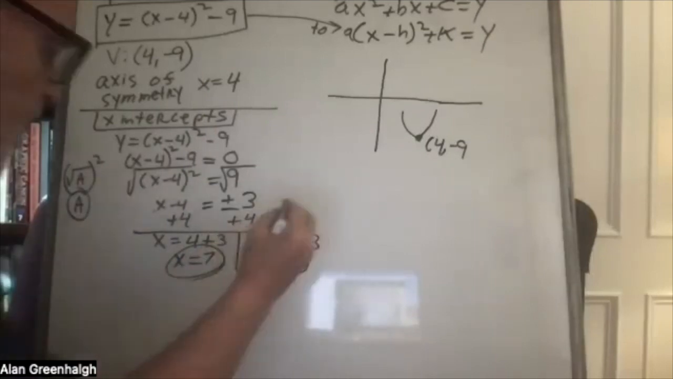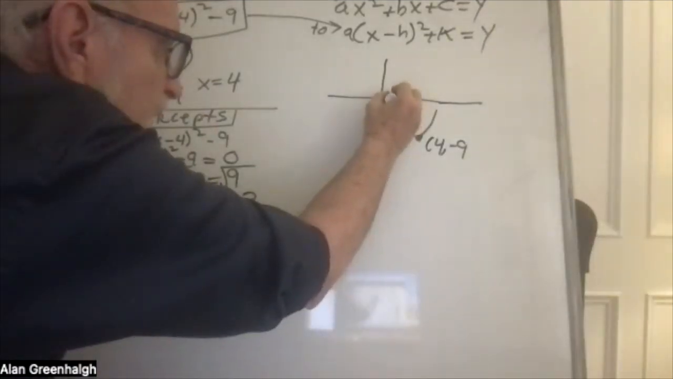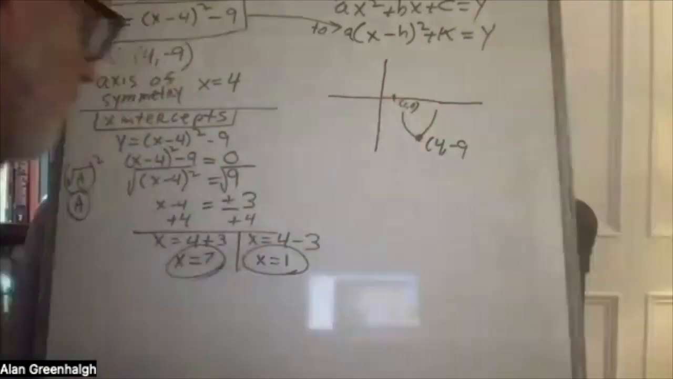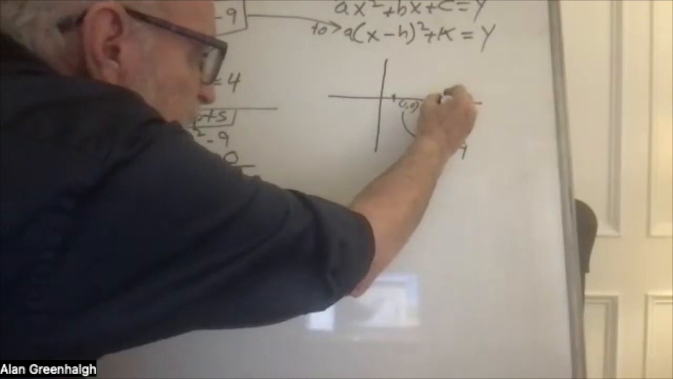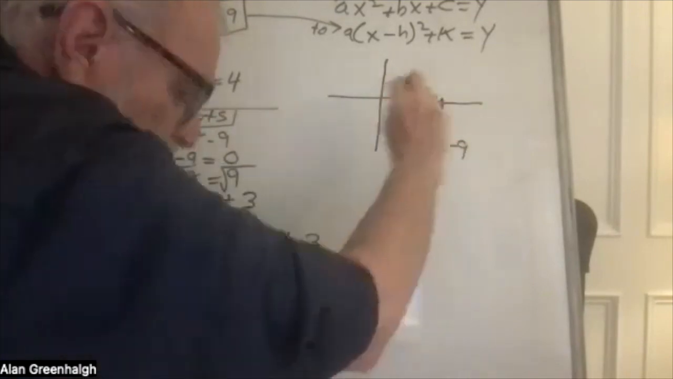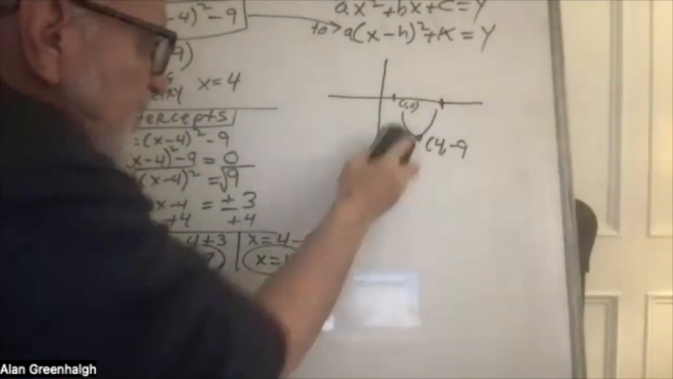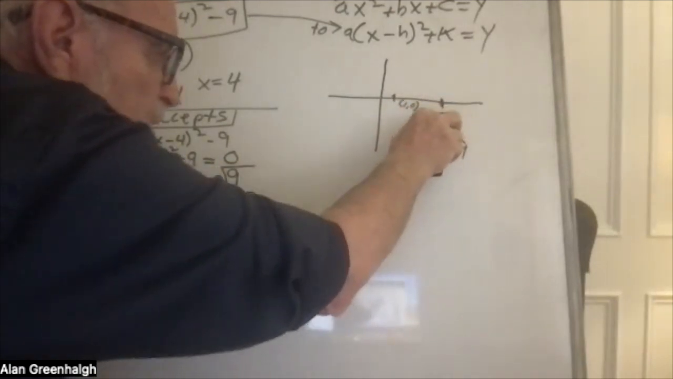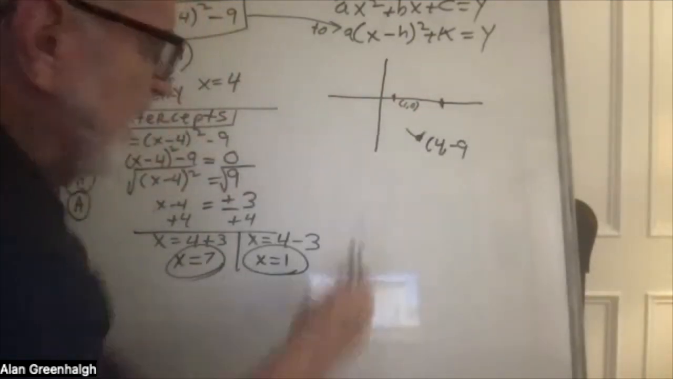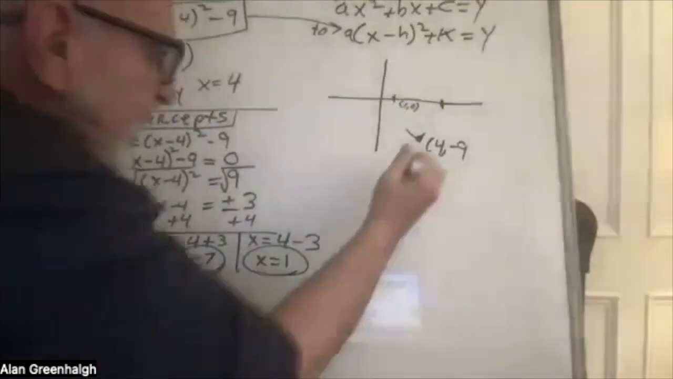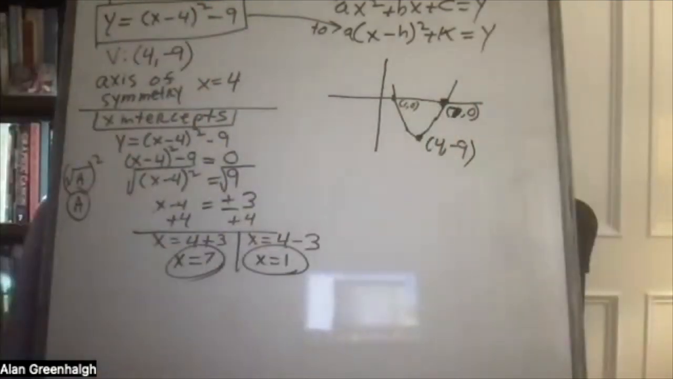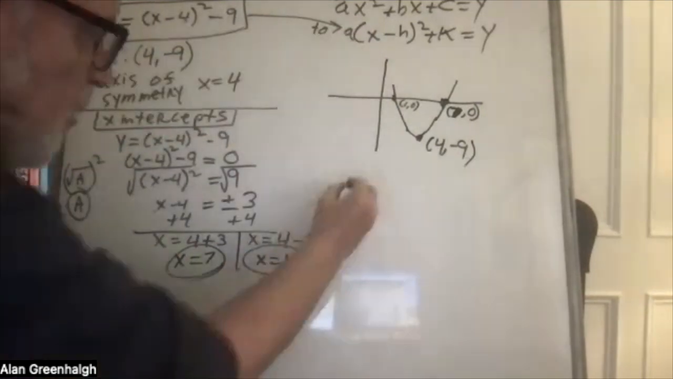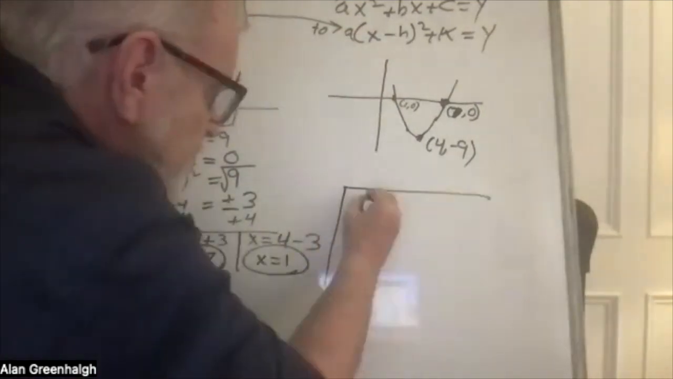So we know now that when x is equal to 1, that's going to be one intercept. And when x is equal to 7, well, see, this is why it's not a good idea to sketch it until you have more information, right? Because you want to know how far apart this thing goes. And there are the intercepts, but we want to know how far over this goes. So we need to find the y-intercept.